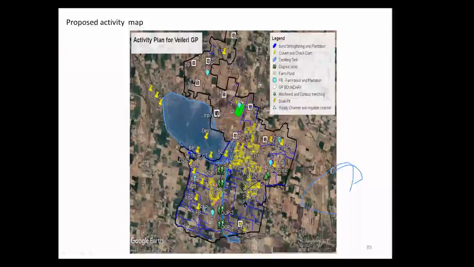For all these things, you cannot simply plan a farm pond and say, go and do five farm ponds or something like that. If you want a farm pond, your soil characteristics have to hold the water, and your lineament has to support it. These are the parameters that have to be taken care of. You can't simply go and carry out the work in the field. So this is how the Gram Panchayat level planning has been happening.